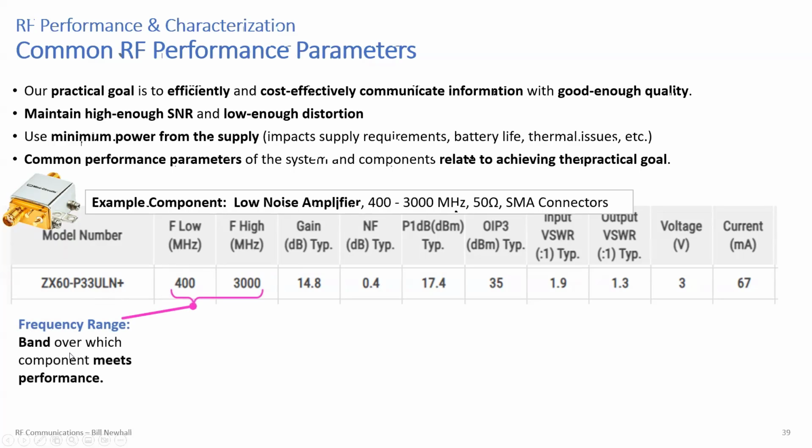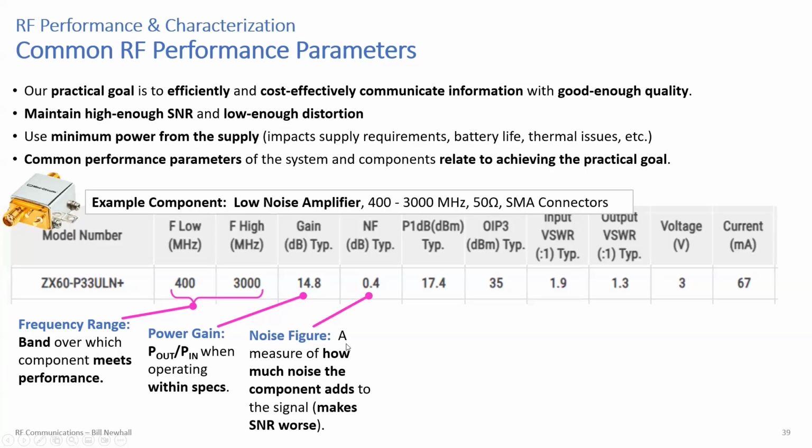Frequency range. This is the band over which this component meets the specified performance. You can use these amplifiers sometimes outside of band, but you're not guaranteed to meet the other performance metrics. Here's power gain. That's P out over P in. So when you're operating within the specs, this is the kind of gain you're going to see. This is typical gain for an RF amplifier. Typical RF amplifiers go down to the high single digits, up to 40, 50 dB for power amplifiers that have multiple stages.